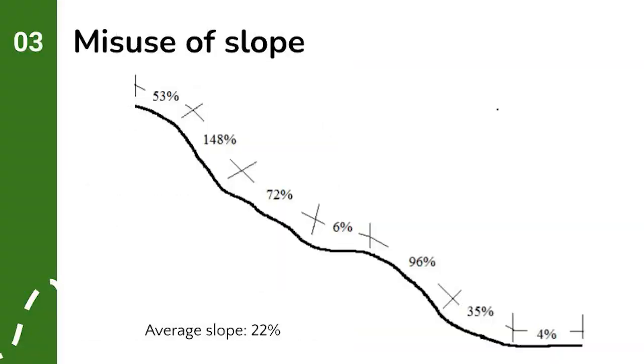I foregrounded this before, but misusing slope calculations can lead to dangerous or unethical outcomes. One common misuse is calculating a slope for a large site by only using the highest and lowest point and ignoring everything in between. This gives an average slope over the entire site, but it can severely underestimate the steepness of any particular section of the site.